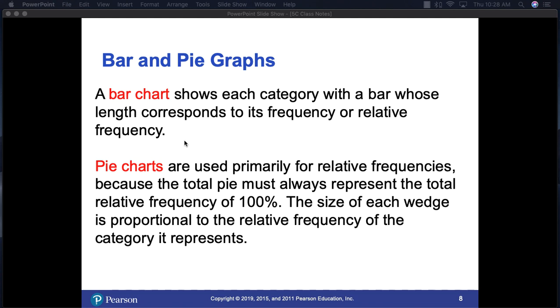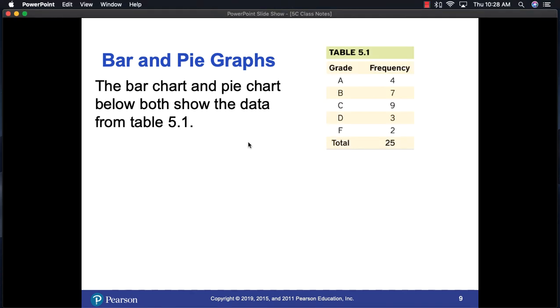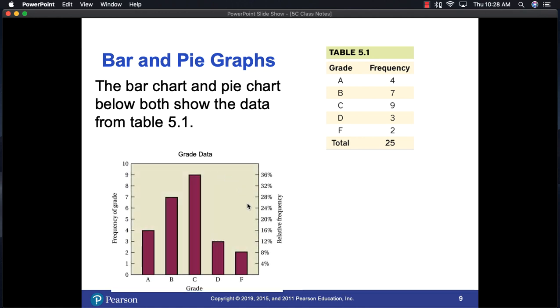So let's go and look at a couple examples here. So here is some data that we were given. Let's say 4 people in the class got A's, 7 people in the class got B's, 9 people in the class got C's, 3 people in the class got D's, and 2 people unfortunately failed. Well, a bar graph of this data right here would look like this.